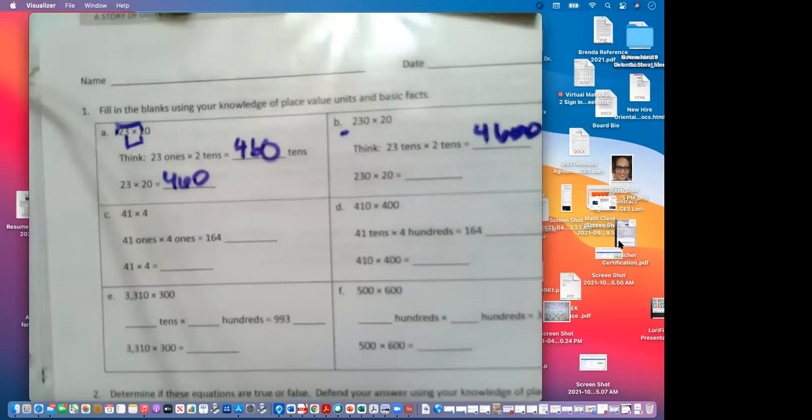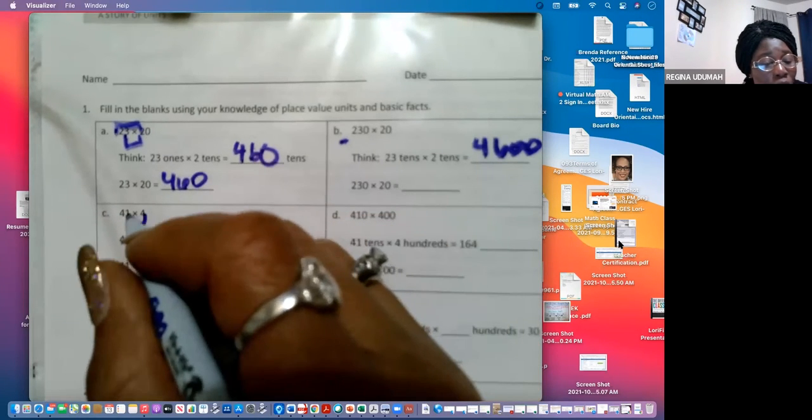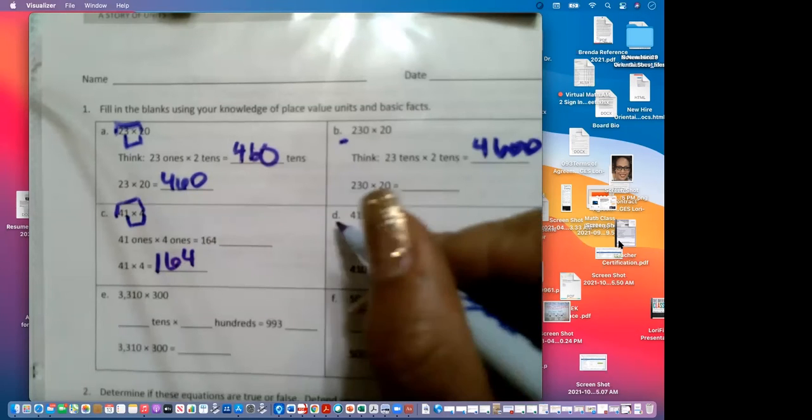What about C? How would you do C? Where's the C? Right here, 41 times 4. So you will multiply first: 4 times 1 is 4, and 4 times 4 is 16. So 164. So what do you think the answer for D is?